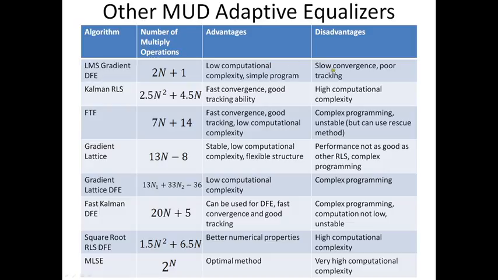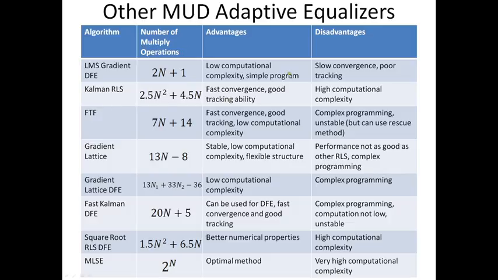And here are some advantages and disadvantages. Like I said, this one's good because it has low computational complexity, as this shows, and it's simple to program, but it has slow convergence and poor tracking, so you're going to have a lot more error with this one, which is the trade-off.